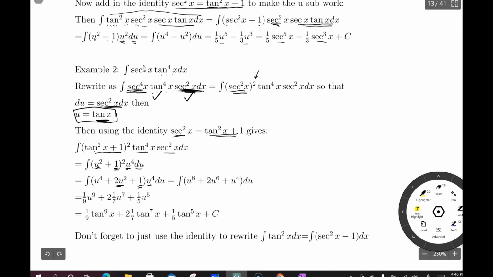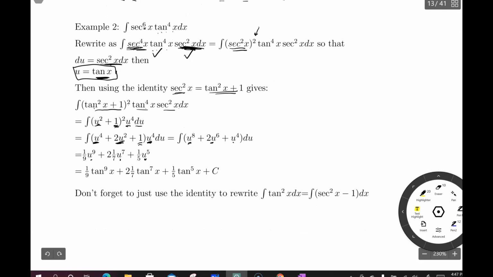And again, I've got to multiply this out. You add exponents, right? U to the 4th times u to the 4th gives me u to the 8th. Add the exponents here, 2u to the 6th, and then u to the 4th. So finally, I'm ready to add 1 to the exponents, right? And then put the x's back in.